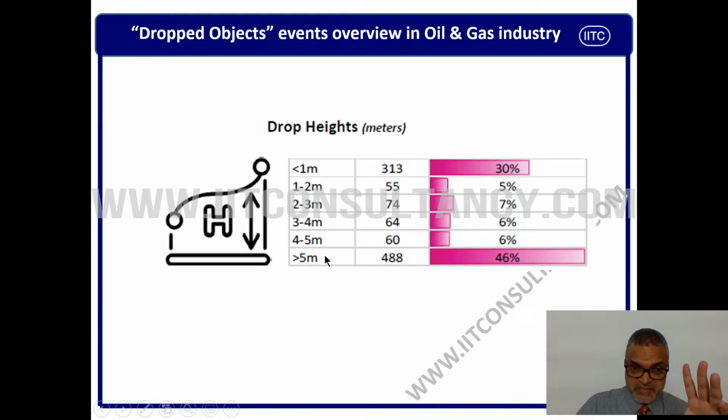So the height is more than 5 meters, and the weight we do not know. Probably in the next slide we have the statistics of the weight. The highest contributor, greater than 5 meters, is 46%. Here there are two hazardous situations: one is height, and the other is weight, because the gravity of a falling object depends on the height as well as the weight.